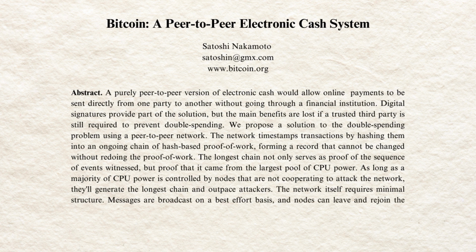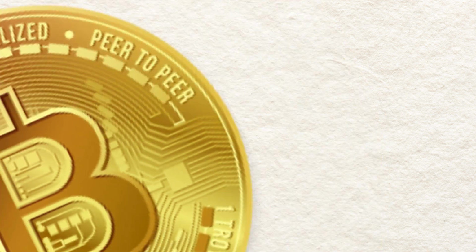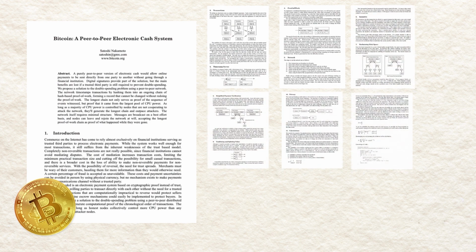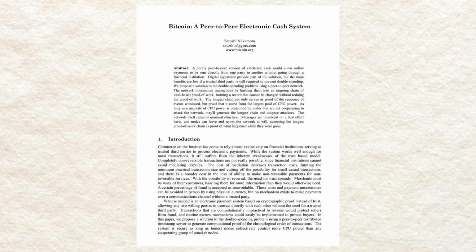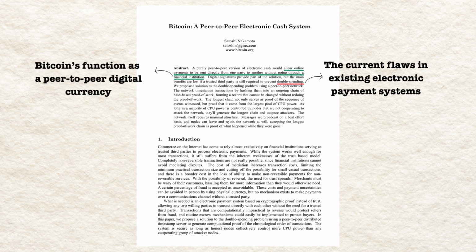For Bitcoin, the white paper served to outline how the system operates and the problems it would solve. Bitcoin was the first cryptocurrency, introducing a novel idea through its white paper. This document was key in explaining Bitcoin's approach, highlighting the flaws in existing electronic payment systems and detailing its function as a peer-to-peer digital currency.